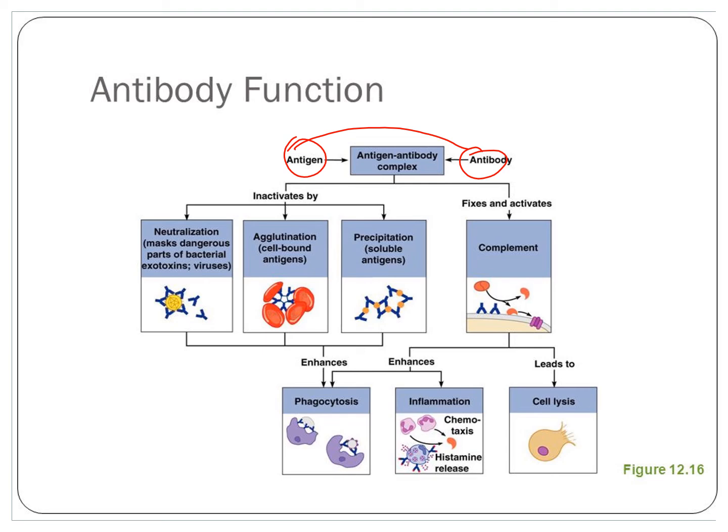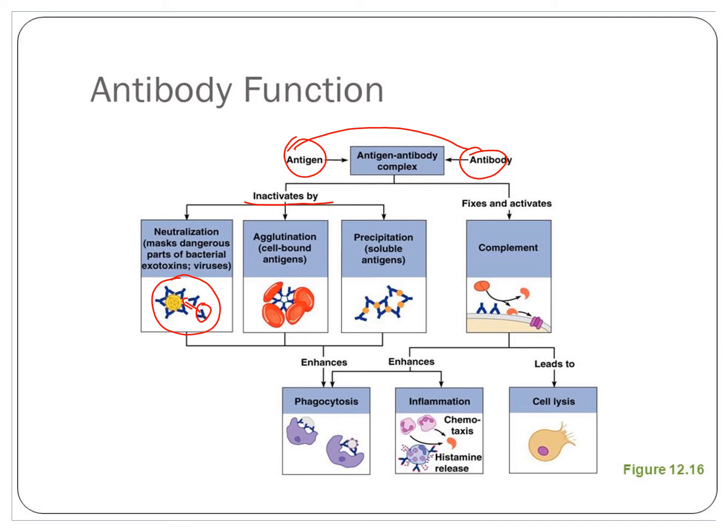The first thing that they can do is they can basically make certain antigens inactive, either by neutralization. Now what that means is the antibodies will form around toxins and dangerous byproducts of bacteria and viruses, and they'll bind around it, making it impossible for that exotoxin or virus to penetrate a cell or cause a reaction.